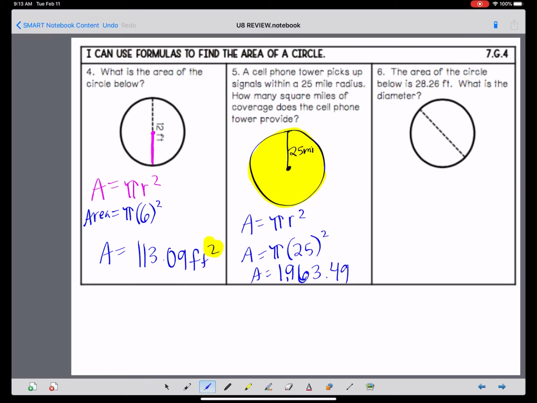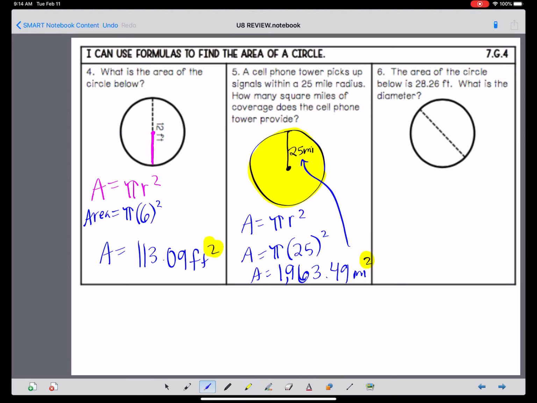1963.49. Okay, that's a lot bigger of a number. And it's going to be miles because our radius was in miles. And you have to make sure that you square your answer because they're asking us to find the area. All right, question number 6.